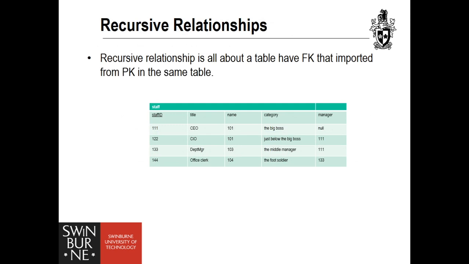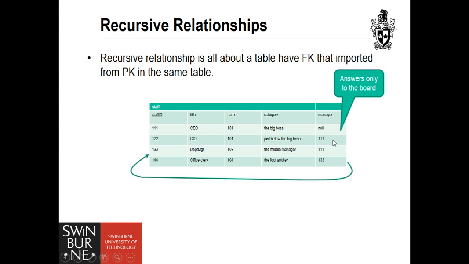Okay, recursive relationship. Basically, recursive is all about a table that has a foreign key imported from the primary key in the same table. In this case, we can see here, this is the primary key. This is a foreign key. Actually, this foreign key 123 is imported from the same table. Another one is imported from here. If we get this kind of situation, we can consider it a recursive relationship.